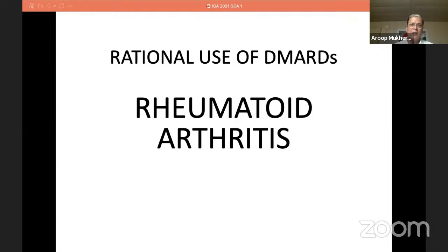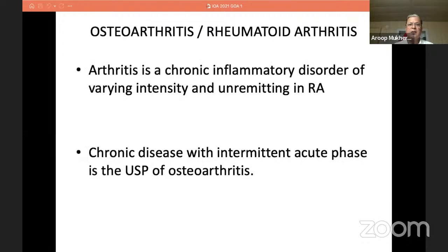Now I will be talking about the rational use of DMARDs in rheumatoid arthritis. There has always been a controversy, a word like osteoarthritis versus rheumatoid arthritis. Arthritis is a chronic inflammatory disorder of varying intensity and unremitting in rheumatoid arthritis. Osteoarthritis is also a chronic disease with intermittent acute phases.